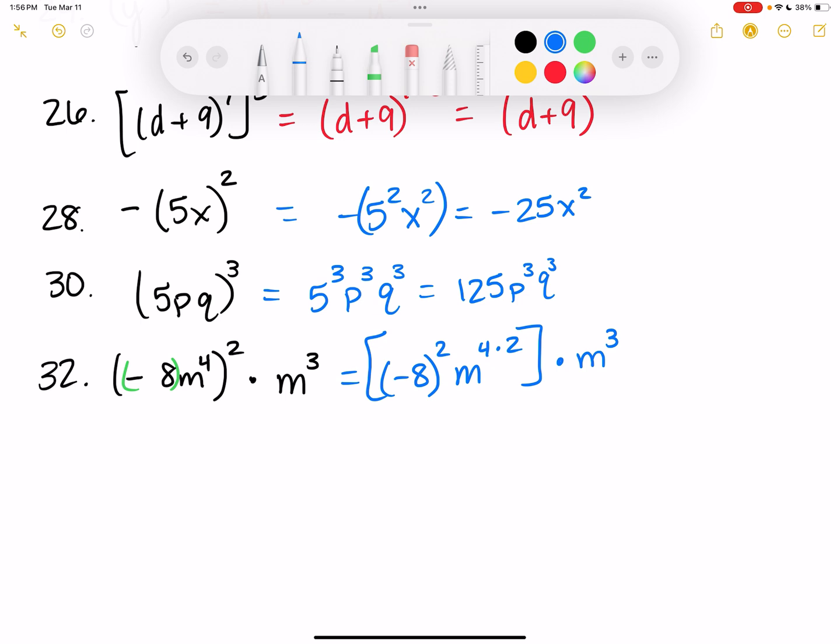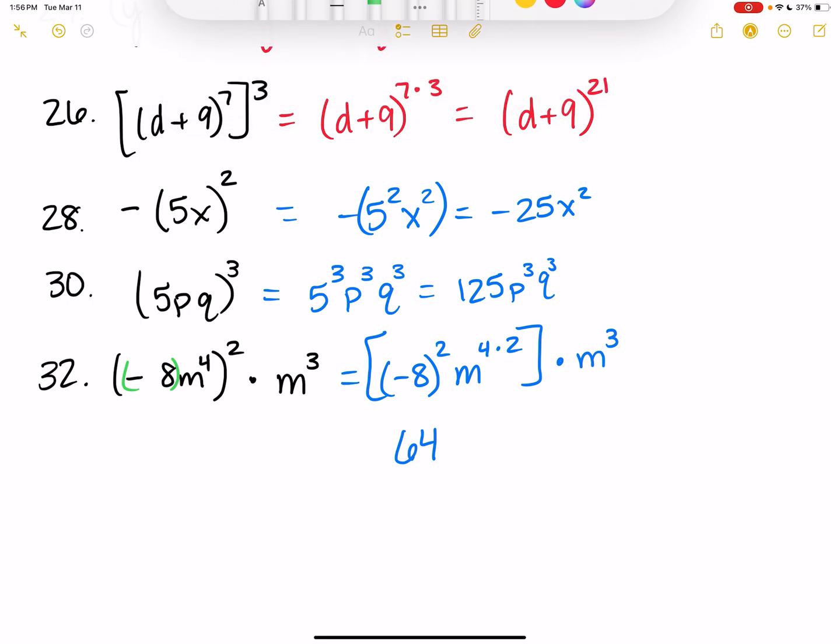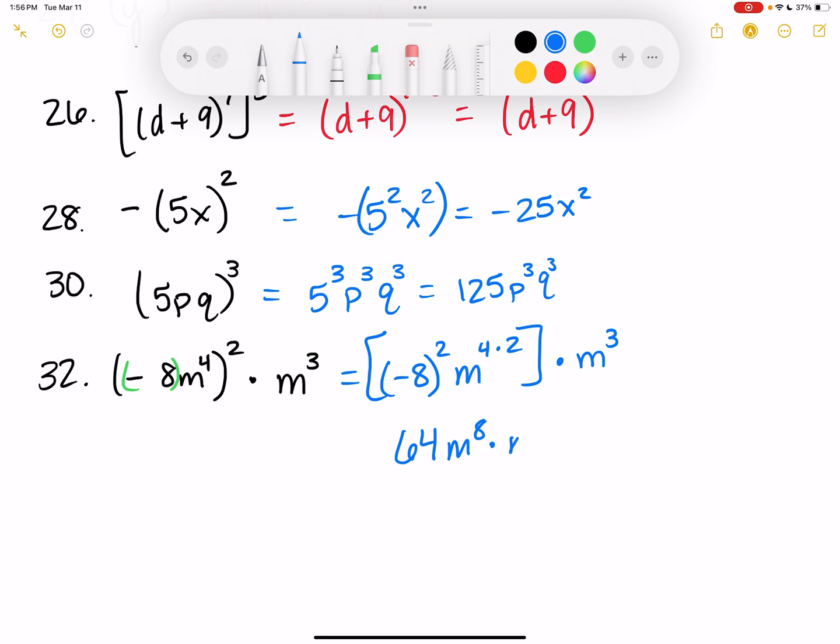Now, what is negative 8 squared? 64. Yes, positive 64. That negative is also being squared. If a negative is raised to an even power, it becomes positive. If it's raised to an odd power, it stays negative. So this would be 64. What is m to the 4 times 2? M to the 8th. And then times m cubed.